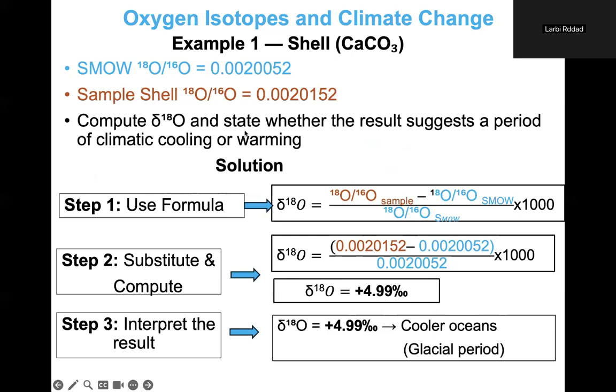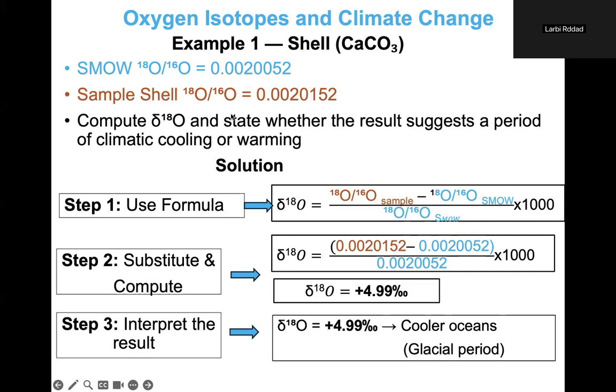Okay, so again, here we have the first example, a shell, which is made of calcite. So we have the sample shell ratio. Again, you write the equation first. You substitute the value of the ratio right here, this number, minus the standard right here. You plug in the standard value, times the 1000. And you get the value delta O18, which is plus 4.99.